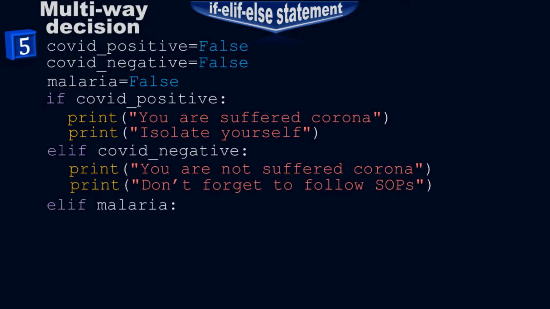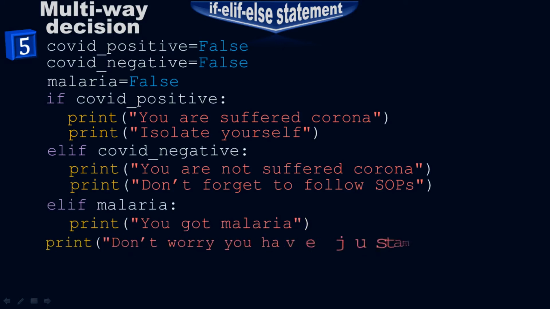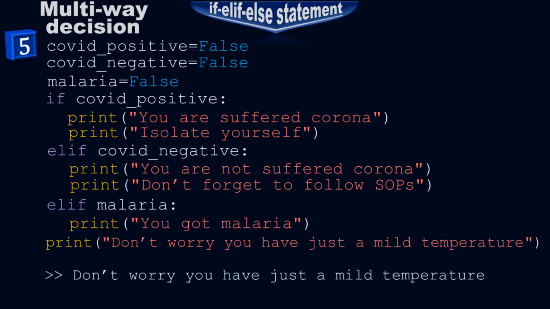If malaria, then take the point of you got malaria. Then the outermost print function, which is don't worry, you have just a mild temperature. When you run it, you will get don't worry, you have just a mild temperature. Look, we took again the same example, but this time I put COVID positive equals false, COVID negative equals false, malaria equals false. All the three variables are false.